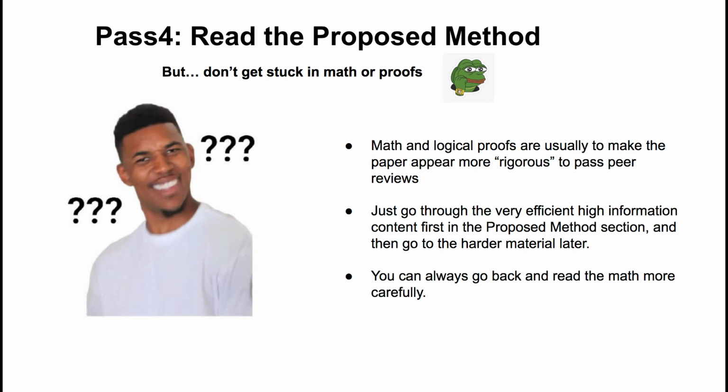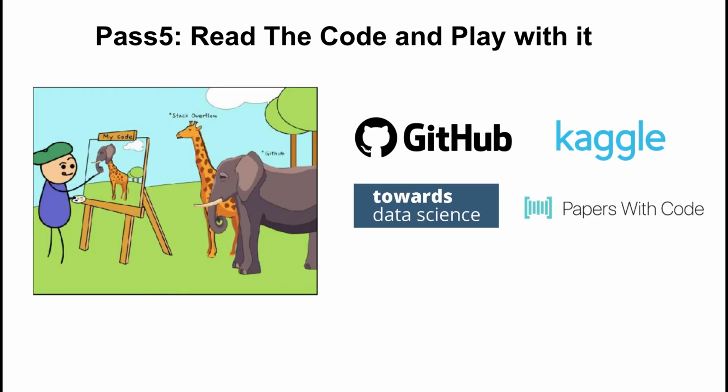So that leads to the last pass, which is read the code and play with it. One of the best ways to learn is to actually try to play with it. So you can take a model, find its implementation, apply some very common popular datasets, and just try the model yourself. There are plenty of resources for that. Sometimes the author will link the code they implemented on GitHub to the paper. Sometimes you can go to places like Towards Data Science, Papers with Code, or Kaggle to find the code for the paper, and then just try it, and that way you develop a better understanding.